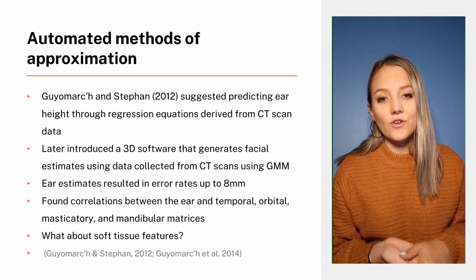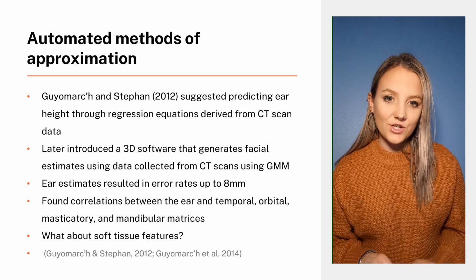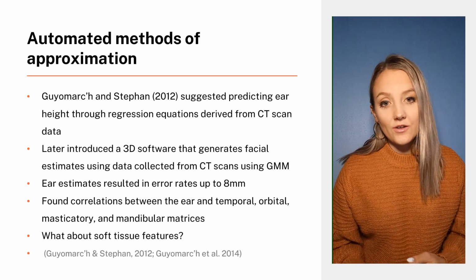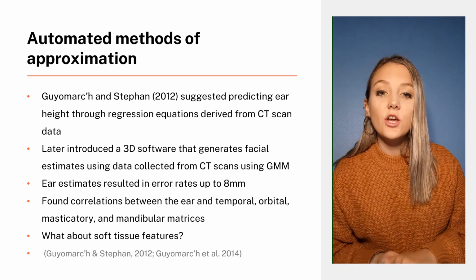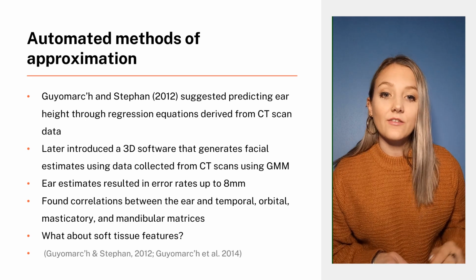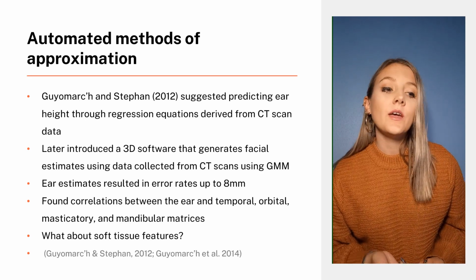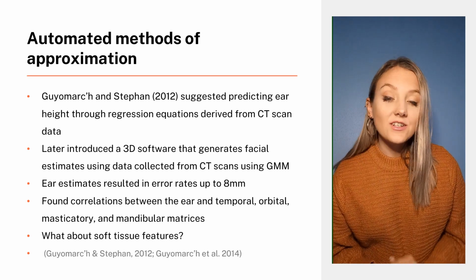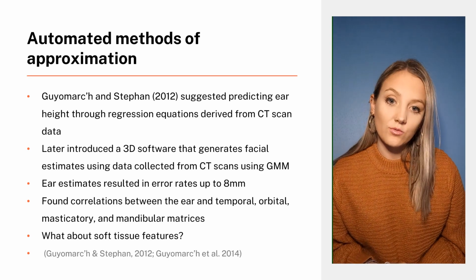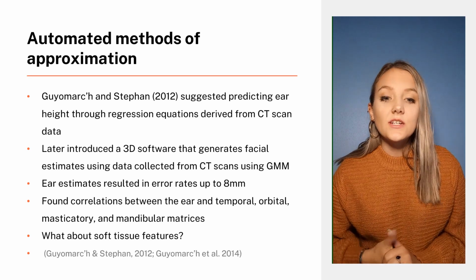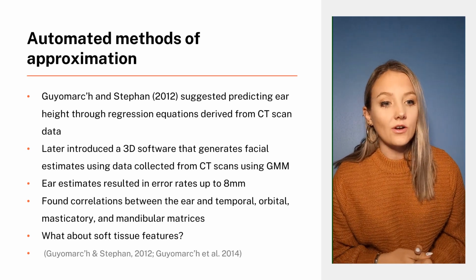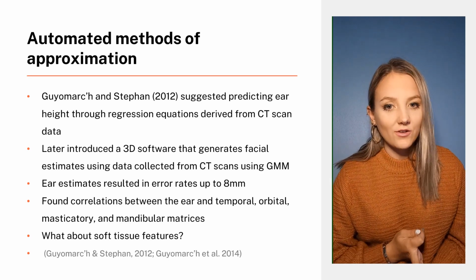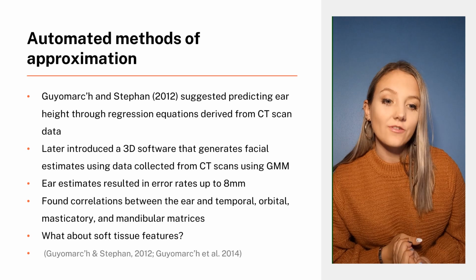Guillemot and Stefan suggested predicting ear heights based off regression equations derived from CT scan data, and later introduced a 3D software that generates a facial estimate using data collected on CT scans through geometric morphometric methods. However, the automated ear estimates resulted in error rates of up to 8 millimeters when compared to the individual's actual ear. They did, however, find significant positive correlations between the external ear and the temporal, orbital, masticatory, and mandibular matrices.